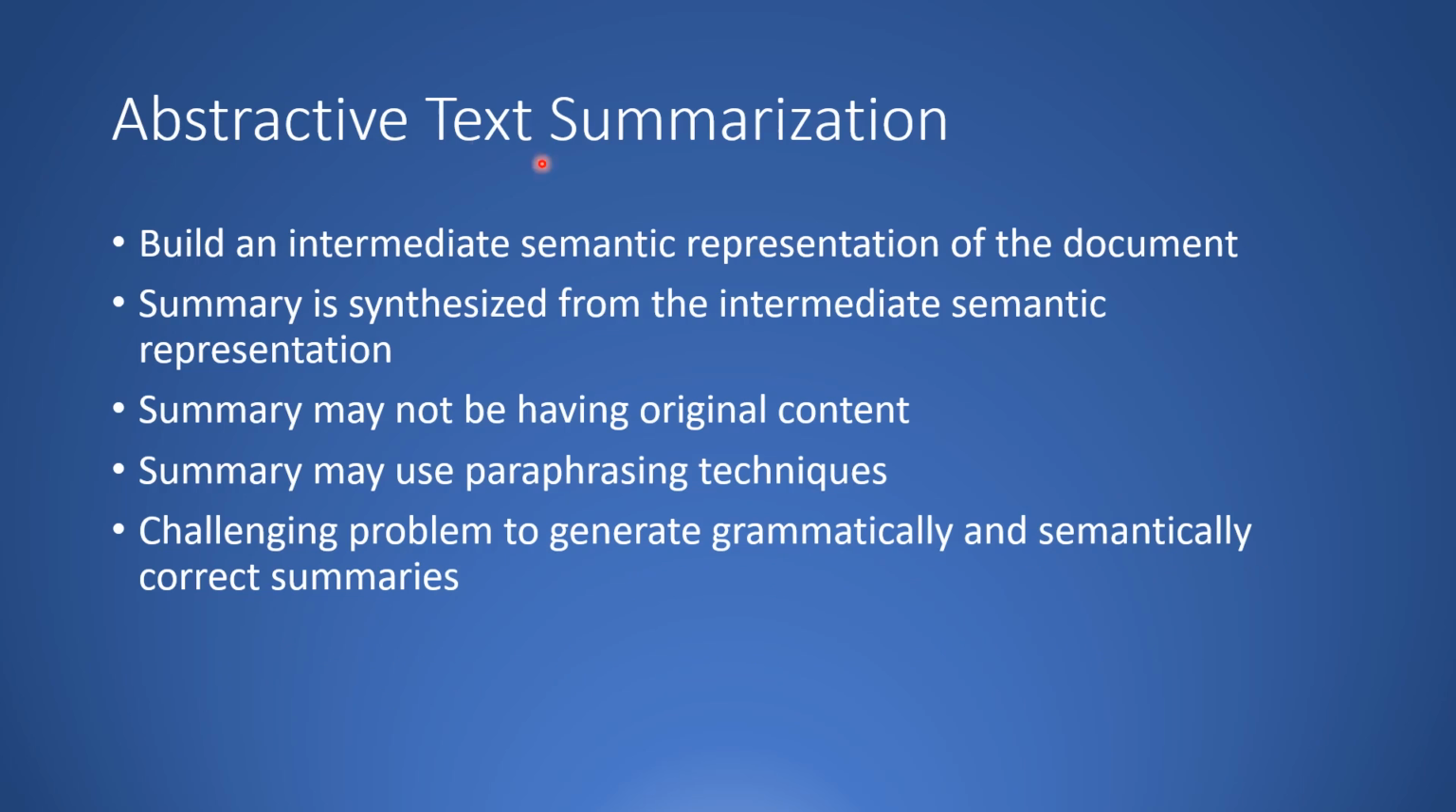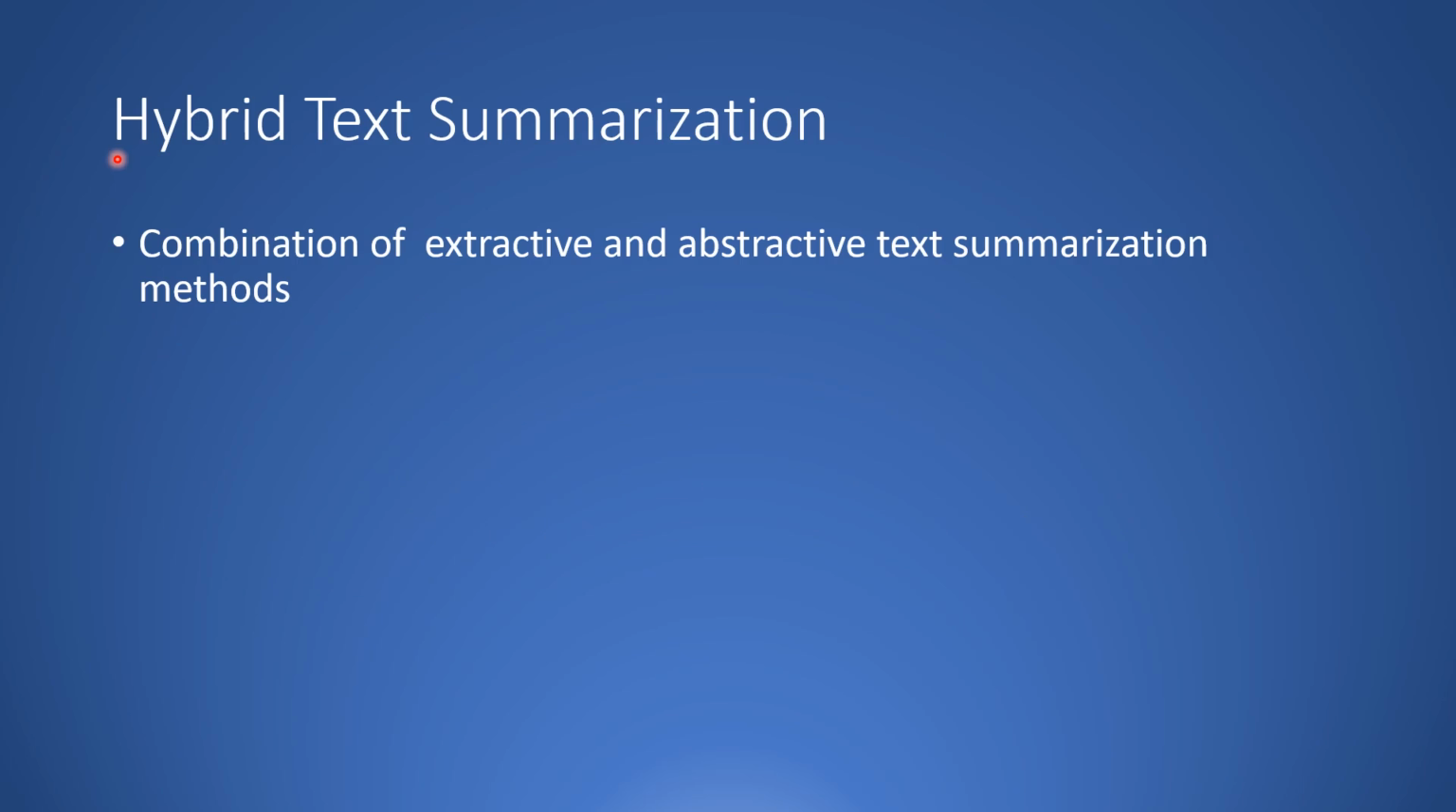Now let us look at abstractive text summarization. So here what happens is that we build an intermediate semantic representation of the document. Then the summary is synthesized from the intermediate semantic representation. So here the summary may not be having the exact same sentences as the original content. The summary may use paraphrasing techniques. When we say paraphrasing, it is about saying the same thing in a different way, right? It's a very challenging problem to generate grammatically and semantically correct summaries. So this is abstractive text summarization. We also have hybrid text summarization methods. These use a combination of extractive and abstractive text summarization methods to generate a summary of the text.